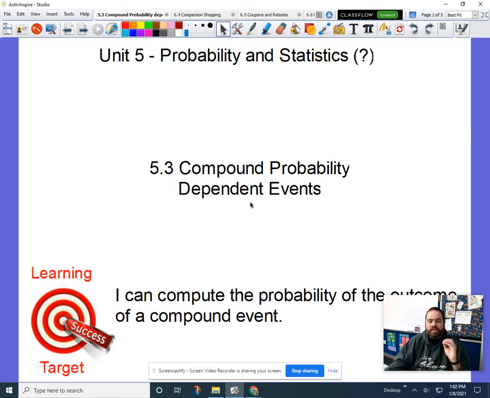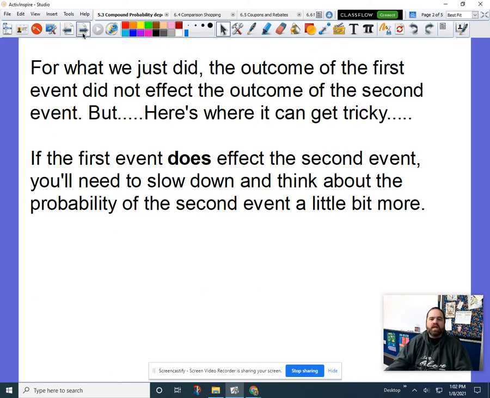Overall, try and keep this simple in your head. Like, what am I actually being asked to do? Am I drawing a heart? Am I pulling a red marble? Don't overthink these and try and do one event at a time. And then at the end, we'll multiply it all together. Okay. The first event always affects the second event. The second event always affects the third event, and so on and so on and so on.